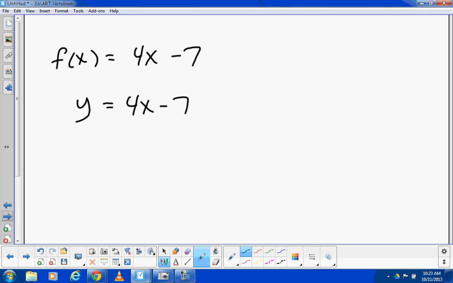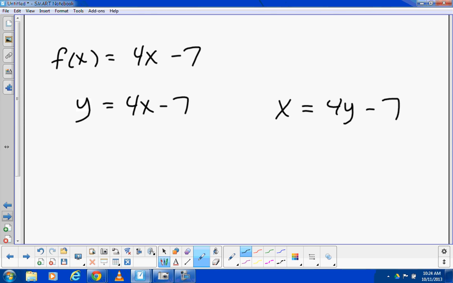So now we can swap x and y. When I do the inverse, I don't want to write the next thing right underneath, because that somehow implies that it's the same equation, and it's not. The inverse is an entirely different equation. So I'm going to write it over here to the right and swap x and y. So we'll get x equals 4y minus 7. Just see what happened there? The only thing that changed was x and y. I didn't change any of the numbers around. Now that I've swapped x and y, let's solve for y.